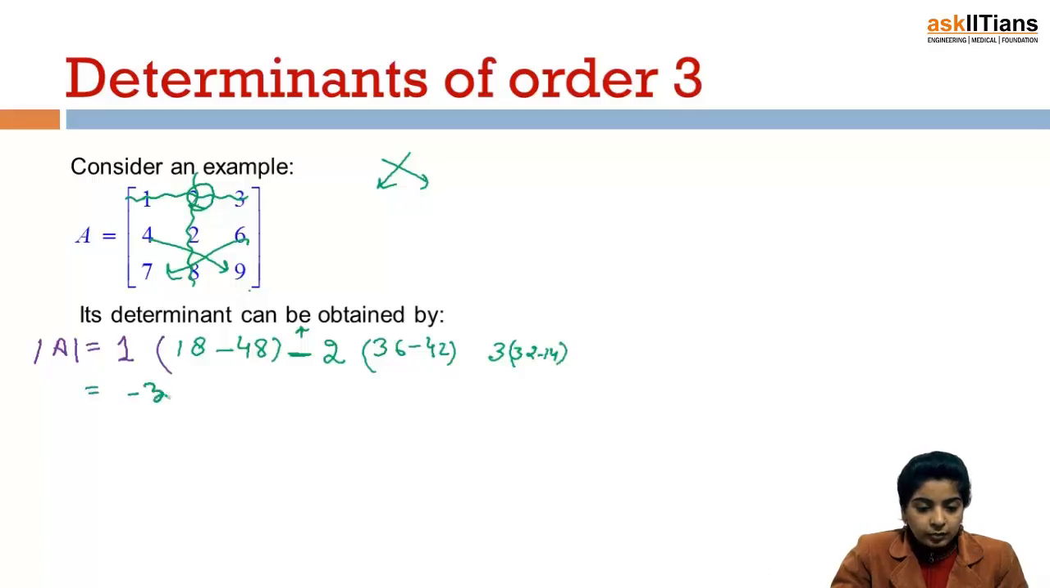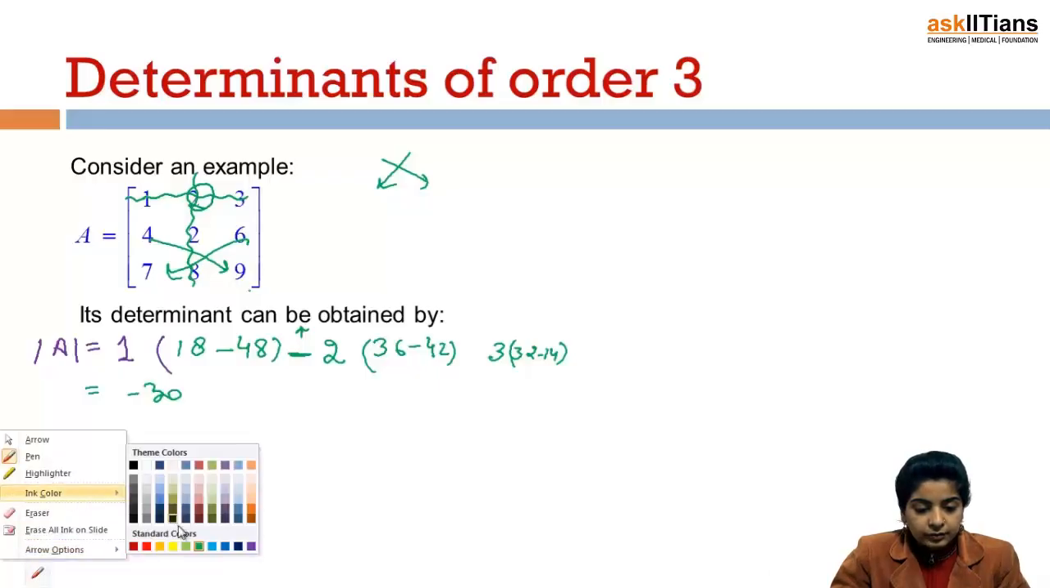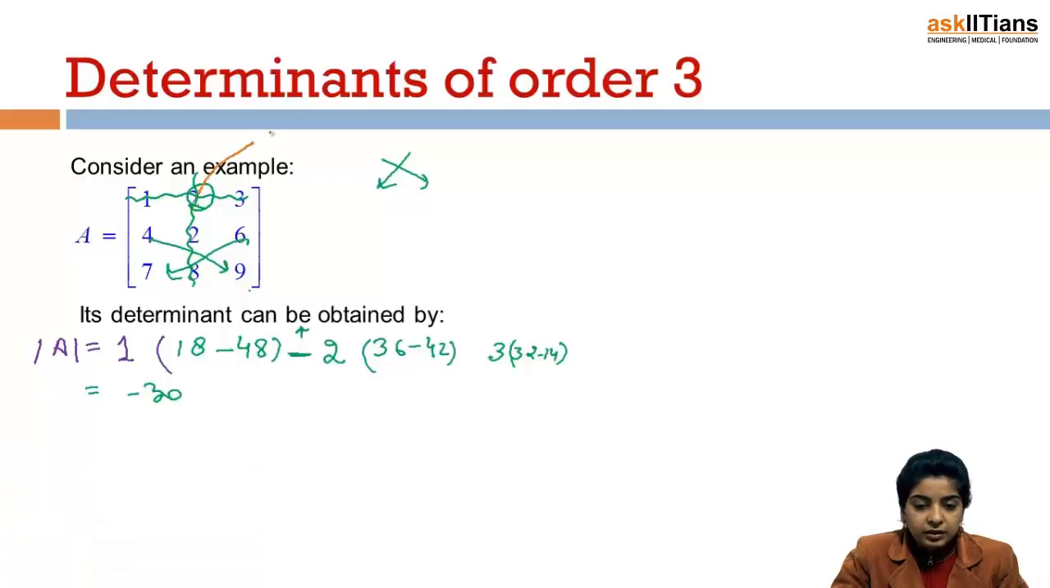So what do I get? Minus 30. Okay. Now what about these signs that are used in between? What happens is you'll get these signs corresponding to the position of this element, right? So what am I saying? Let us check the position of this element. This element is in first row and second column. So its position is A12.